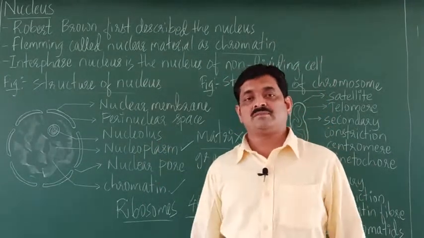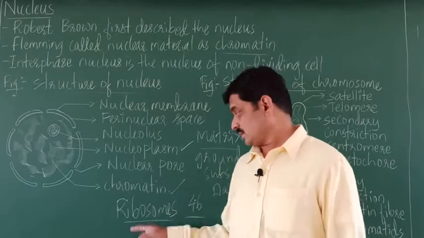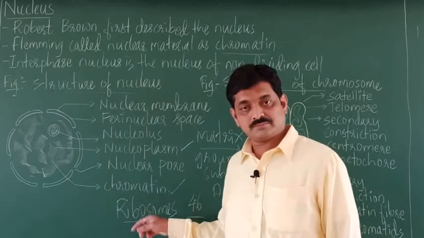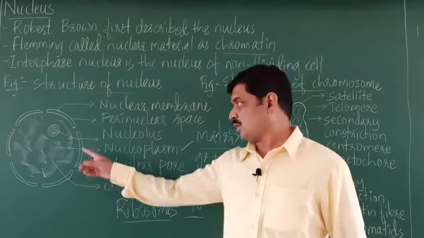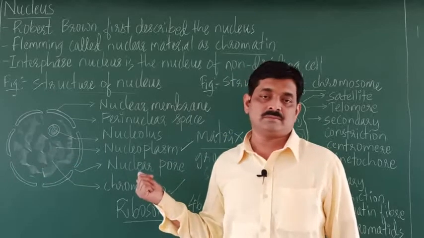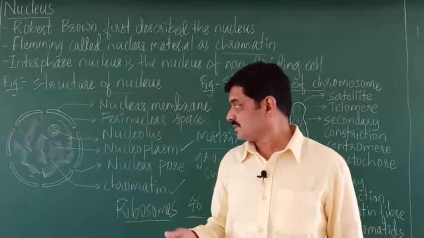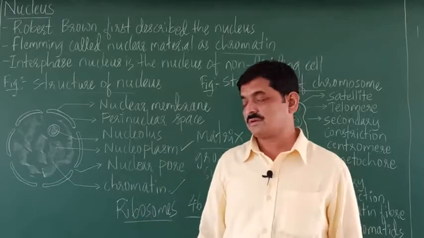In the nucleoplasm, there is chromosome material or nuclear material. It is called chromatin. There is a dark spot inside the nucleus. It is called the nucleolus, which is the ribosome factory of the cell. So that is about the structure.